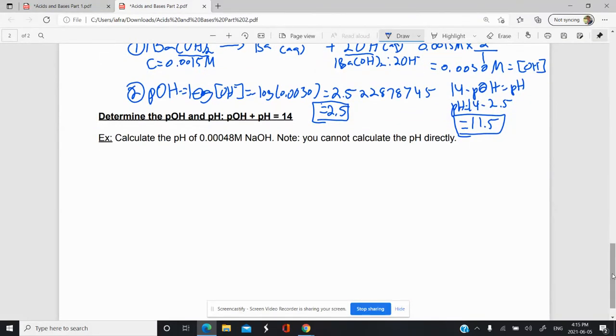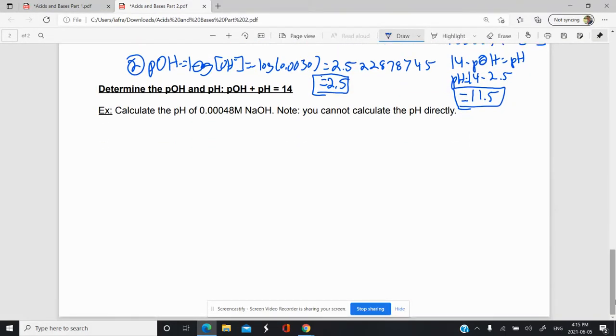Let's go ahead and try our last example here, determining pOH and pH together. So we have, and we've already done that actually, we did it as the aside there. So here we have: calculate the pH of a 0.00048 molar solution of NaOH. You cannot calculate the pH directly. Okay, so what do I mean by that? Well, here we gave you the concentration of a base. So we have to write out our dissociation equation because I didn't give you the hydroxide or anything directly. We get Na+ aq plus OH- aq.